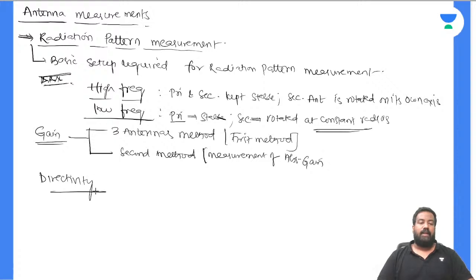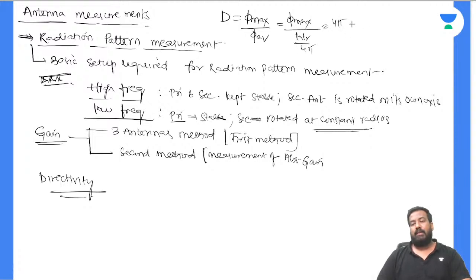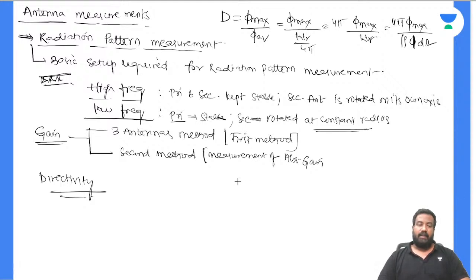And under directivity measurement, because the directivity is phi max by phi av, phi max by phi av is W_R by 4 pi, that is, 4 pi times phi max by W_R is the double integral of phi d omega, where d omega is the elementary solid angle given by sin theta d theta d phi. So very clearly there is a double integral with respect to theta and phi. As a double integral is involved, general calculation is not possible.